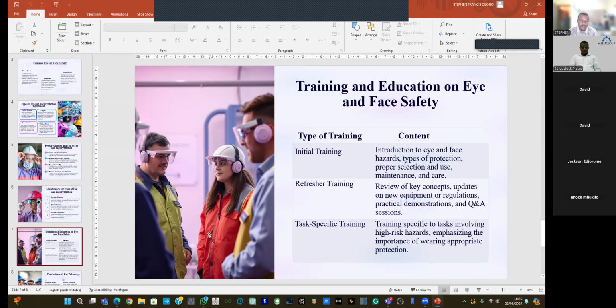Then at some point, maybe within the year, or quarterly, or biannually, we do a refresher training also, to be able to review the key concepts and update on new equipment, regulation changes, and do some practical demonstration whereby workers also will have to ask questions.